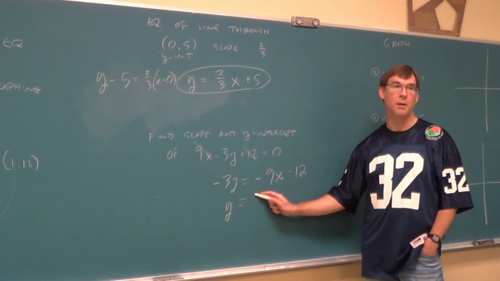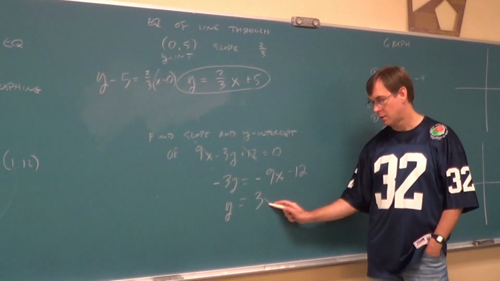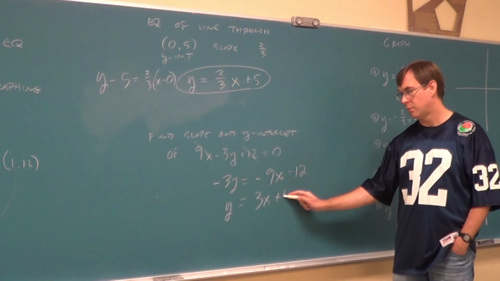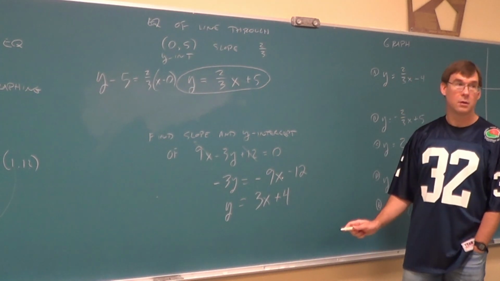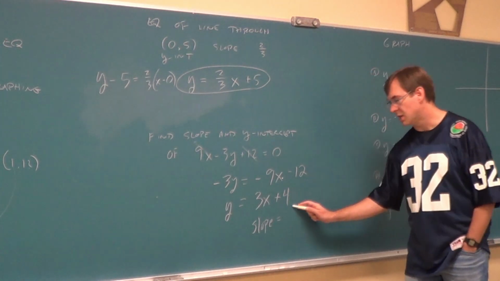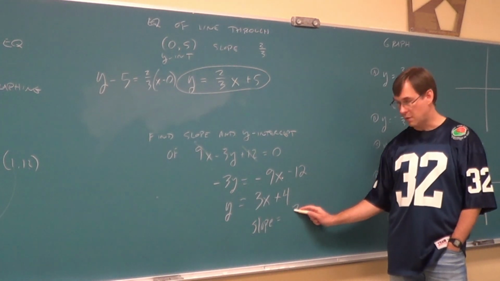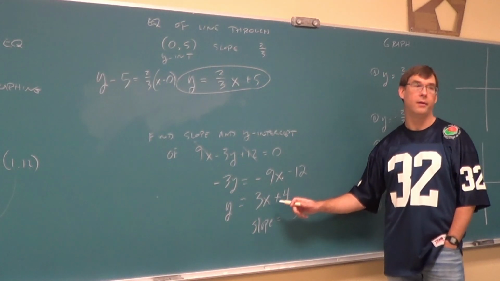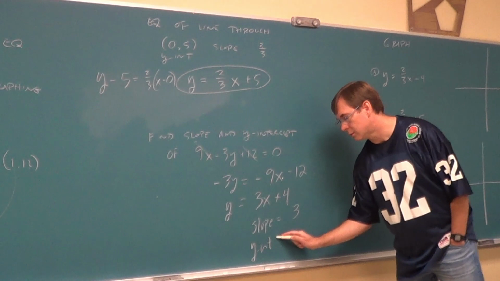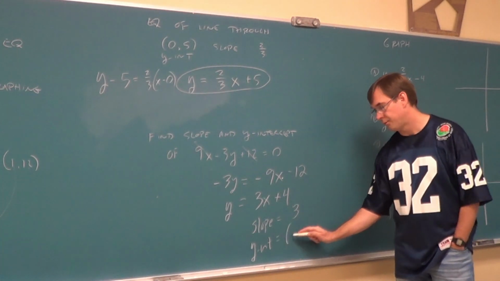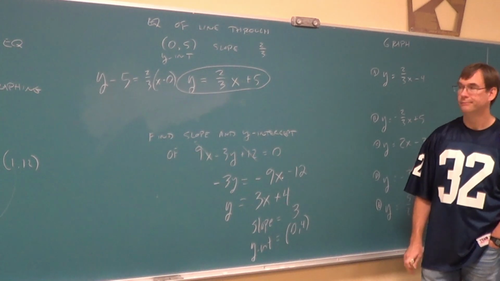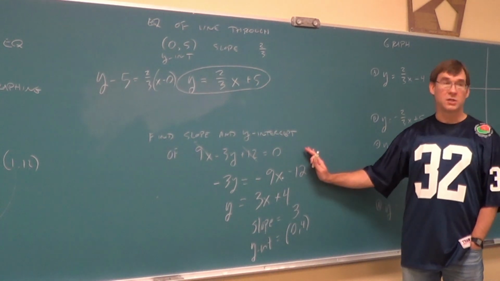So 9 becomes 3x plus 4. So then the slope is easy enough to find. It's 3. The slope's always the number with the x. The y-intercept would be 0, 4. True story. Question about doing that?